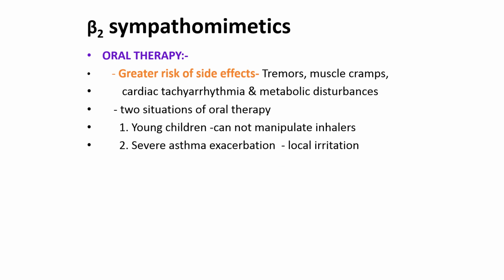And why do we not prefer oral therapy with the beta-2 sympathomimetics? Because of the greater chances of adverse effects happening, particularly the cardiac adverse effects or the muscle tremors. Sometimes you need oral therapy if the patient is too young and cannot manipulate the inhalational device. In those cases, you might go for oral therapy till a point comes when the patient knows how to use that device. Or oral therapy is needed sometimes in cases of acute severe asthma or status asthmaticus.